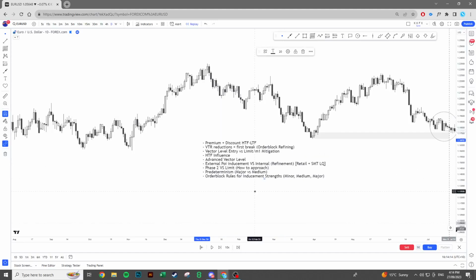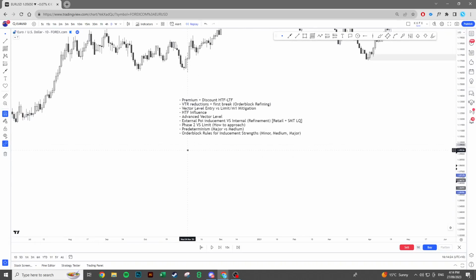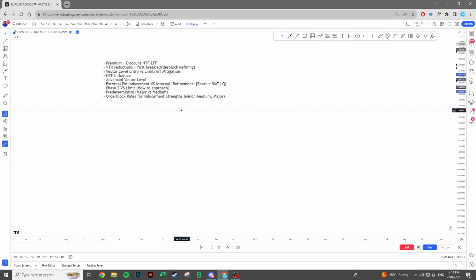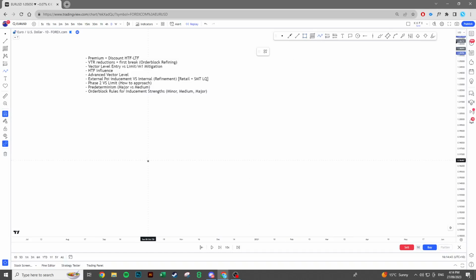Next point's advanced vector level, which is actually what we've gone through, so we can skip that. Next one is external POI inducement versus internal. I've really been keen to show you guys this one. It goes into our idea of how we can have our second miss, how we can have our zone trapping, but also how we can miss entries when it comes into our POI. So let me show you something cool. Just as a diagram, we're going to do a bullish diagram. Let me just draw this out.